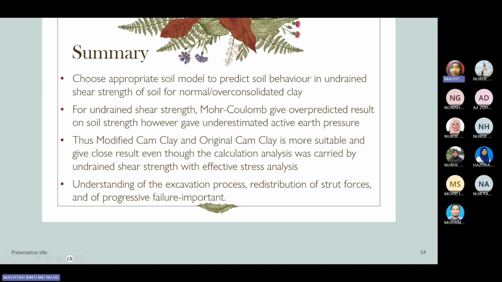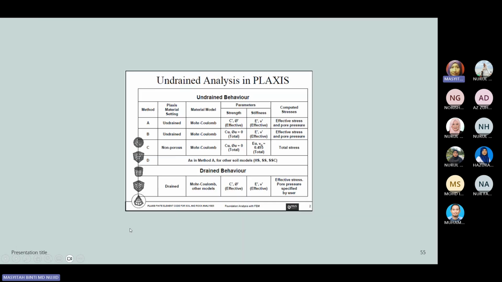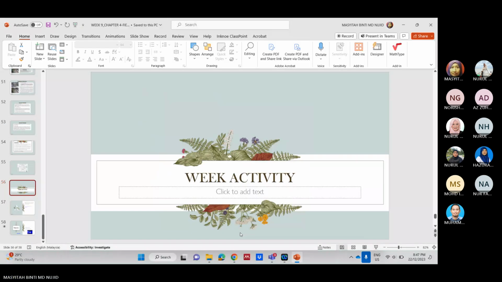So these are the four important summaries that we can obtain from the case study of Nicoll Highway. So the excavation process is very tedious, but we have to treat it as a permanent structure, not as a temporary structure. So do you have any more questions?